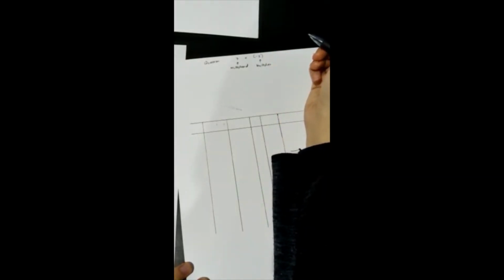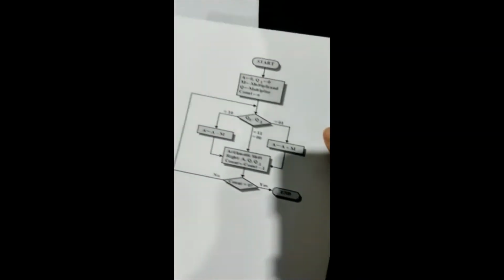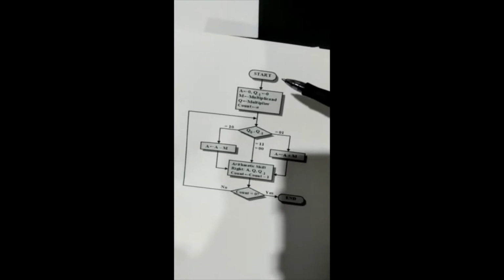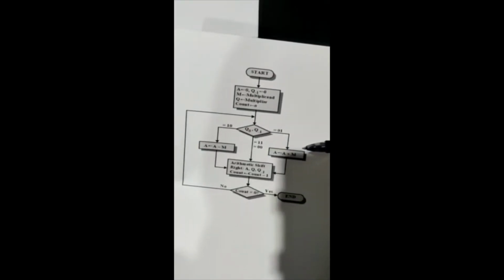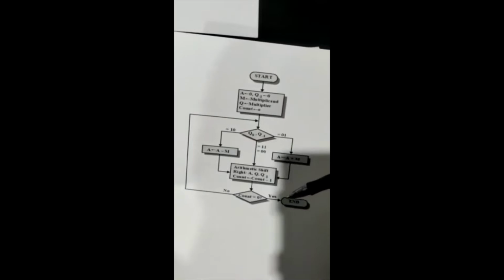Before that, we have the Booth algorithm flowchart. I have explained this in the video in chapter, or topic 3, integer arithmetic. So I'm not going to elaborate on this flowchart again.